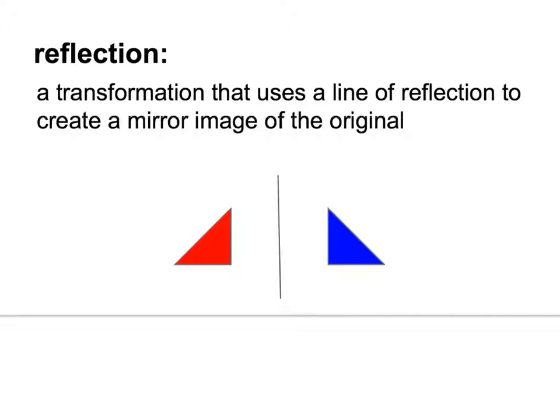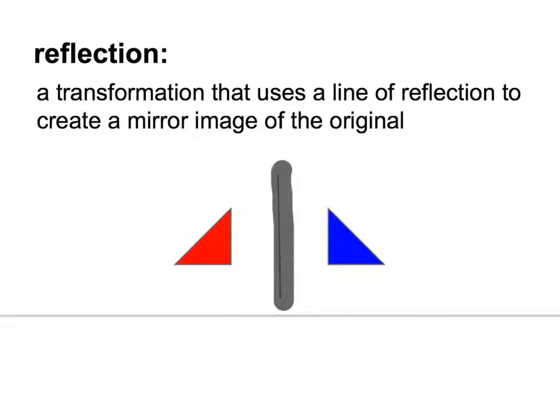Okay, first of all, let's talk about what a reflection is. A reflection is a transformation that uses a line of reflection to create a mirror image of the original. So for example, in this picture here, we have two triangles, and we have this line down the center. If you picture this line down the center as having a mirror on it, it's like the red side is a reflection of the blue side.